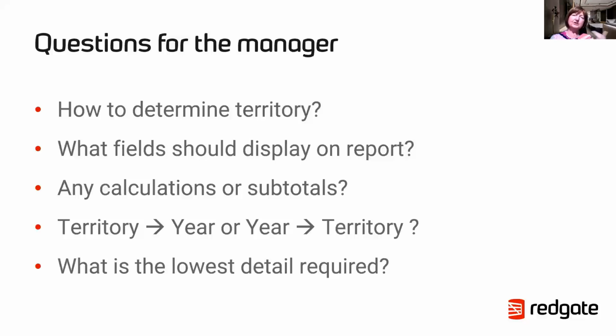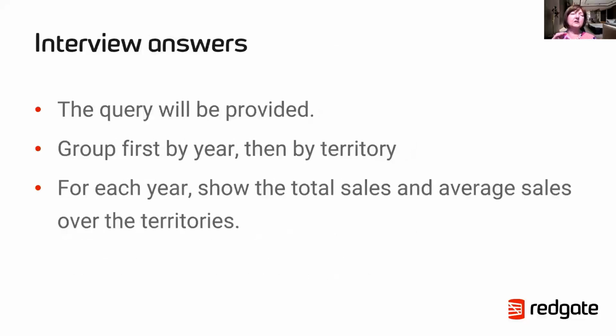If it was year, month, or year, quarter, month, that's a natural hierarchy. There's no relationship between territory and year. So which is the highest level? And which is the lowest level? What's the lowest level of detail that this report requires? So the interview produces some answers to these questions. The query is going to be provided, so you don't have to figure anything out. That's a really good case scenario if you end up with that.